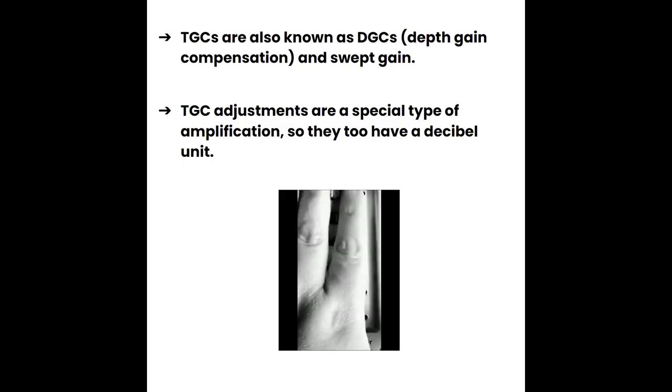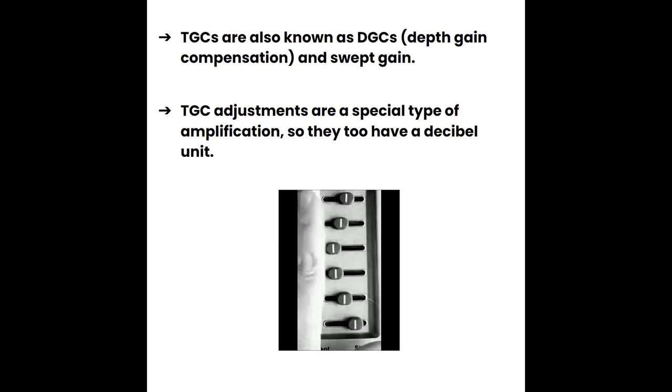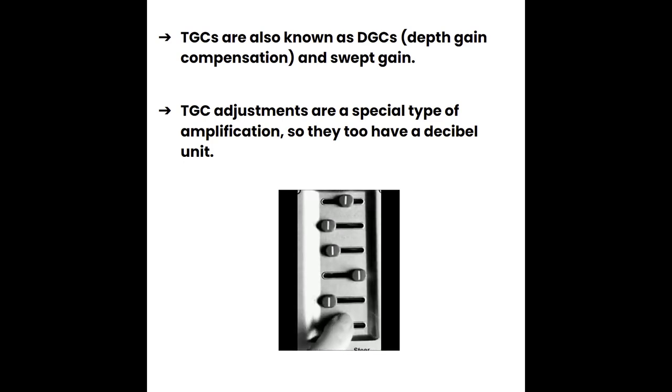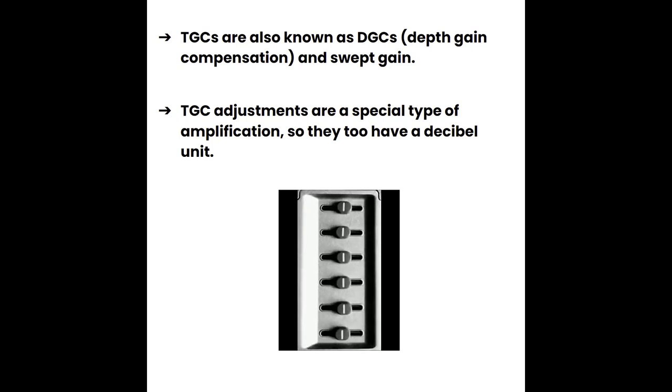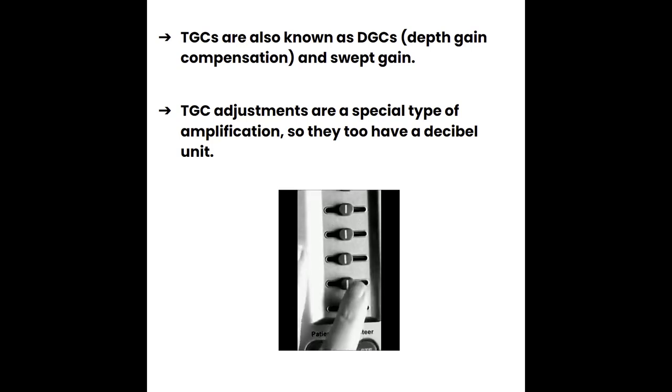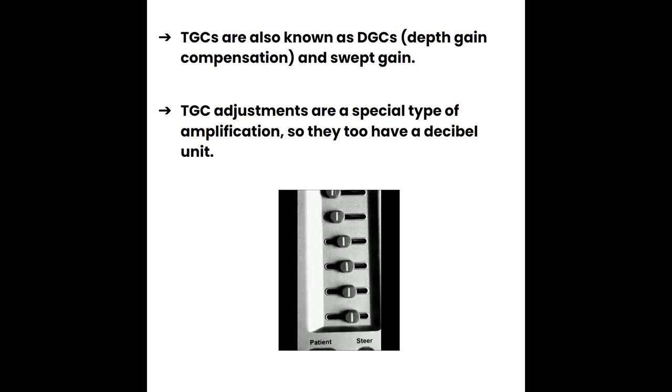TGCs can also be known as DGCs, which stand for depth gain compensation, or they can also be called swept gain. And then TGCs are a special type of amplification, so they also are in the decibel unit. You do have a little clip here on the bottom of adjusting the sliders.